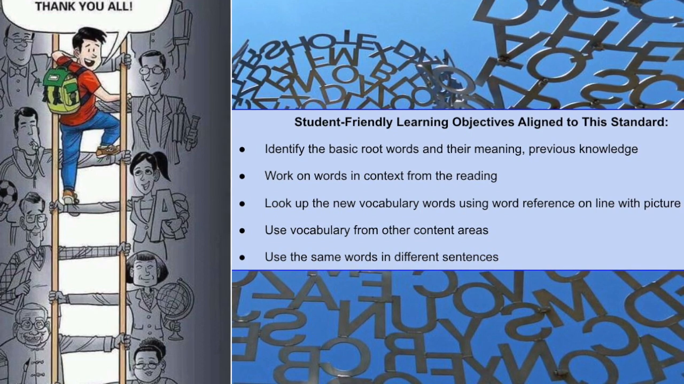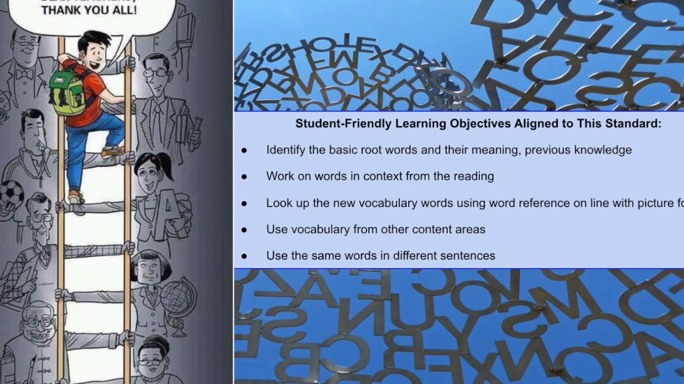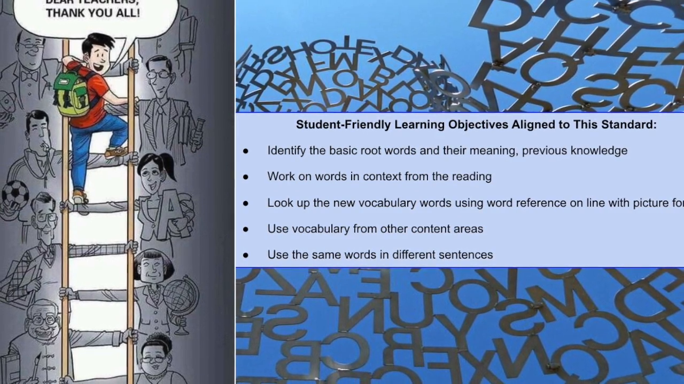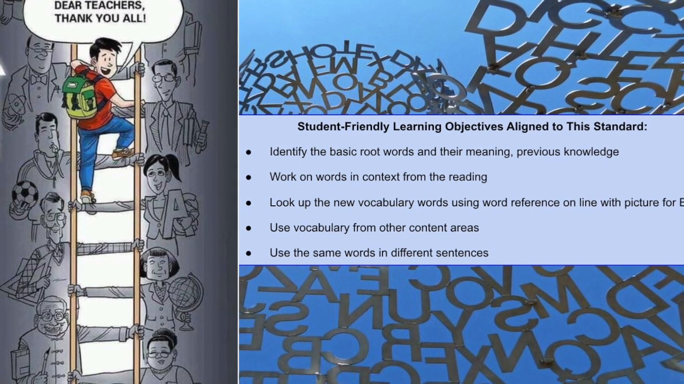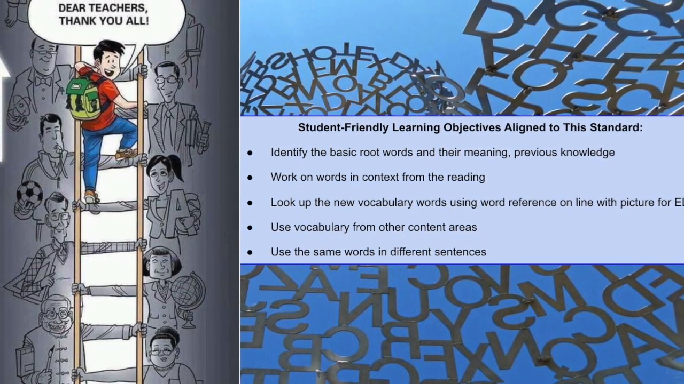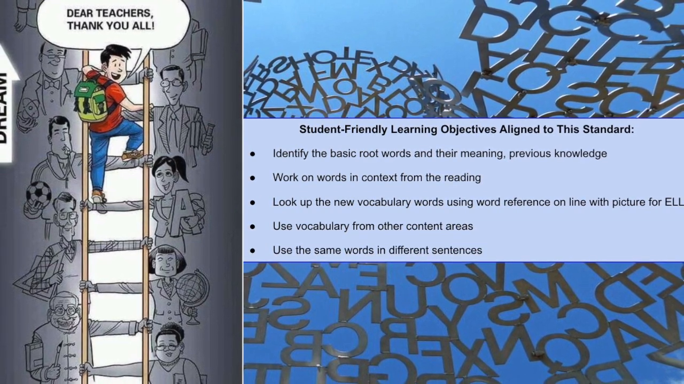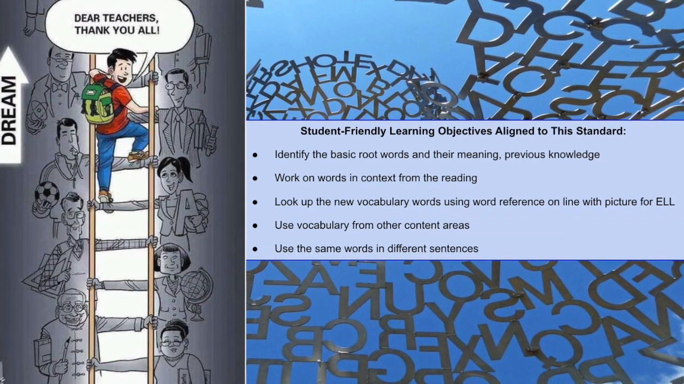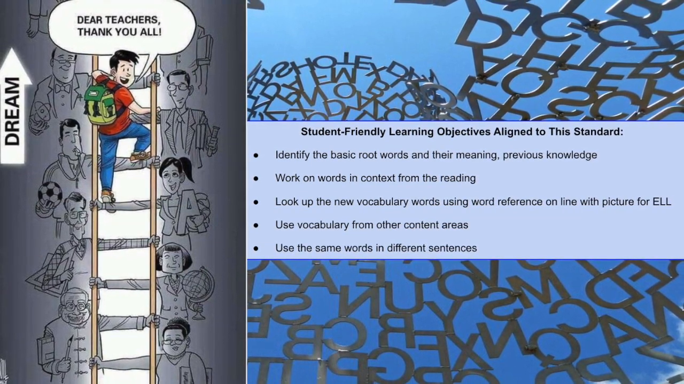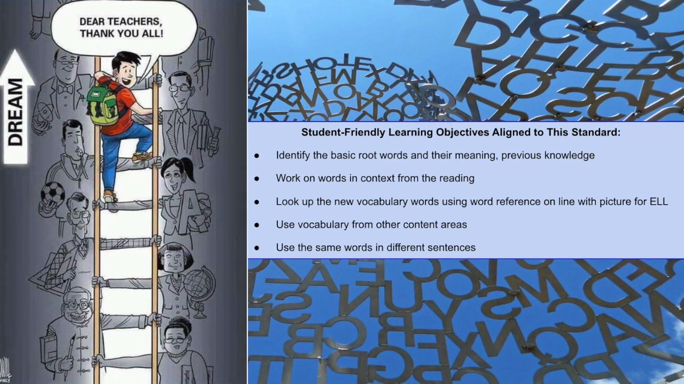Student-friendly learning objective aligned to these standards. Identify the basic root words and their meaning. Work on words in context from the reading. Look up the new words using word reference or an online picture for ELL students. Use vocabulary from other content areas. Use the same word in different sentences.